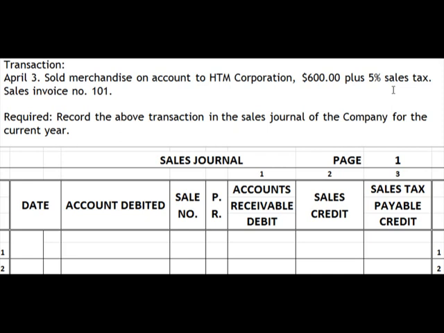When merchandise is sold on account, the seller has to record sales, but at the same time, the seller has to record accounts receivable since the customer bought it on account. But before we record the transaction, it is important that we analyze the transaction in a T account.